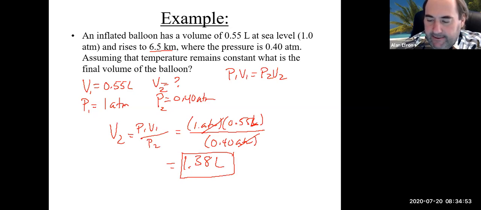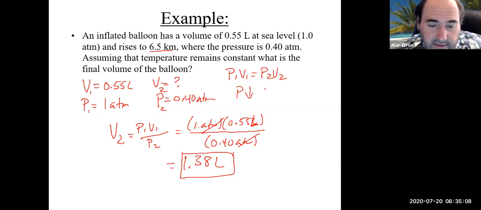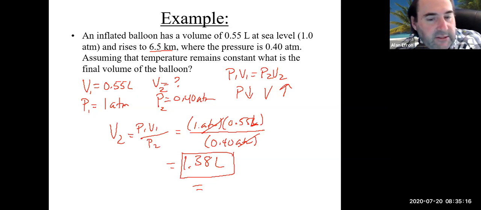Any questions on that one? Hopefully I hit the right numbers this time. That's good. In terms of what's happening here, we see our pressure is going down, which means our volume should go up, and it did, so that's good as well. Again, a good way to check yourself is by understanding the relationships happening here with Boyle's Law. Any questions on Boyle's Law?